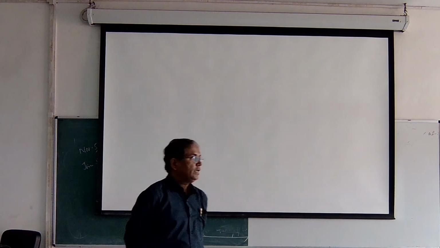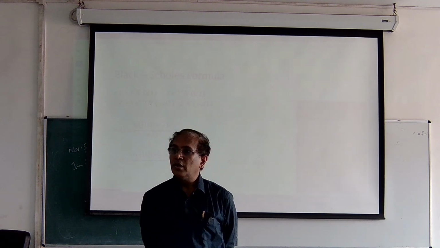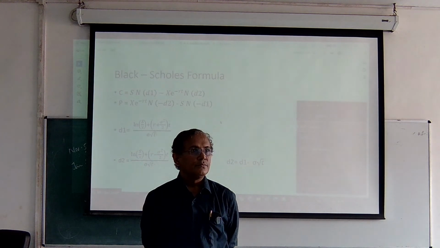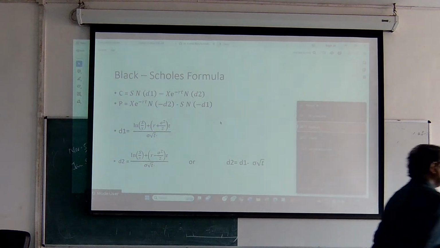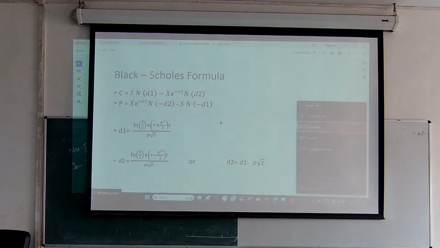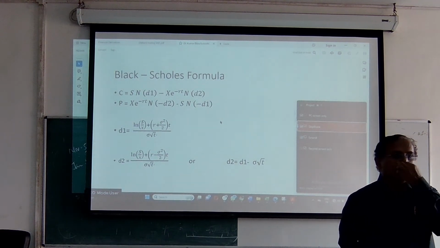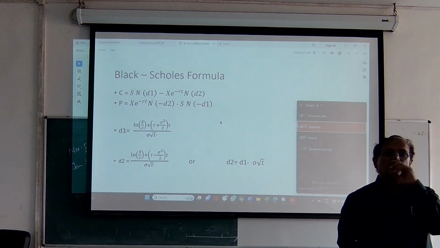I'll explain every term here to save time by looking at the formula. ln means natural log. We will take the natural log of S upon X, plus r plus sigma square by 2, that is half sigma square, into t, upon sigma root t. That is what d1 is going to be. Write down the formula. This formula you have to remember. The question is obvious, it's coming.